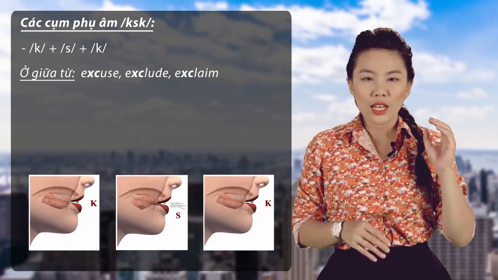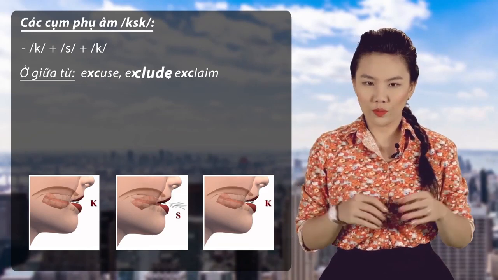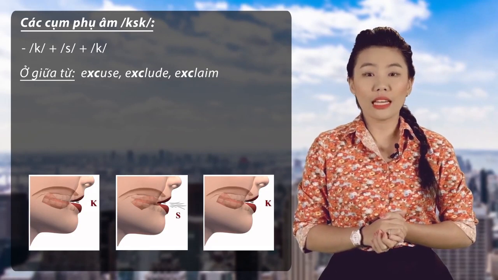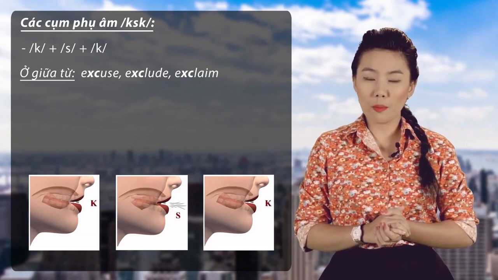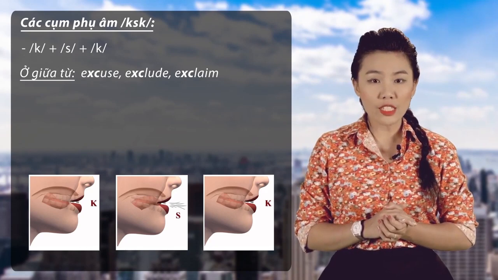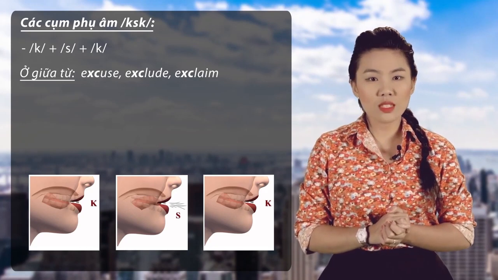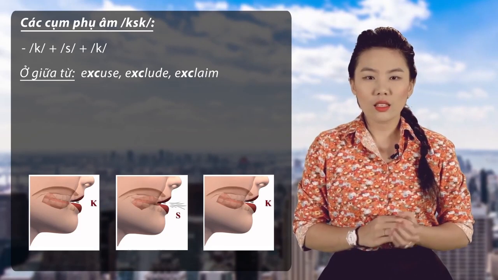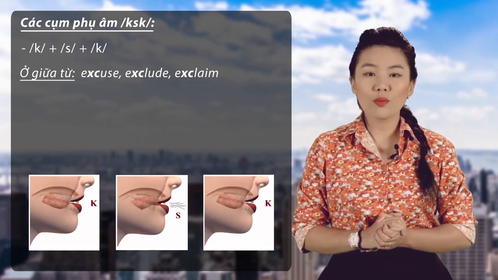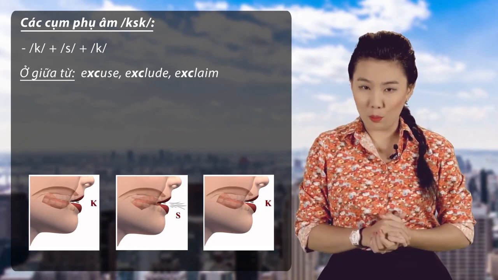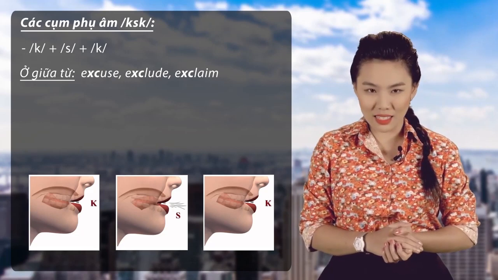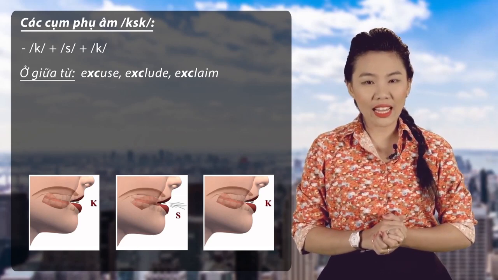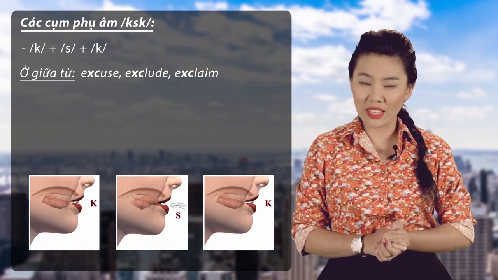Excuse, exclude, exclaim. Chúng ta có thể nói âm s dài để giúp cho bạn có thêm thời gian để thay đổi vị trí của lưỡi và nhớ rằng âm k là một âm quan trọng. Nếu bạn không thể nói âm k như là âm cuối cùng, vậy thì chúng ta phải cần quay lại phần thứ hai của bài học này và thực hành âm k. Sau đó, chúng ta bắt đầu giảm khoảng cách giữa hai từ và cuối cùng đặt chúng lại với nhau.